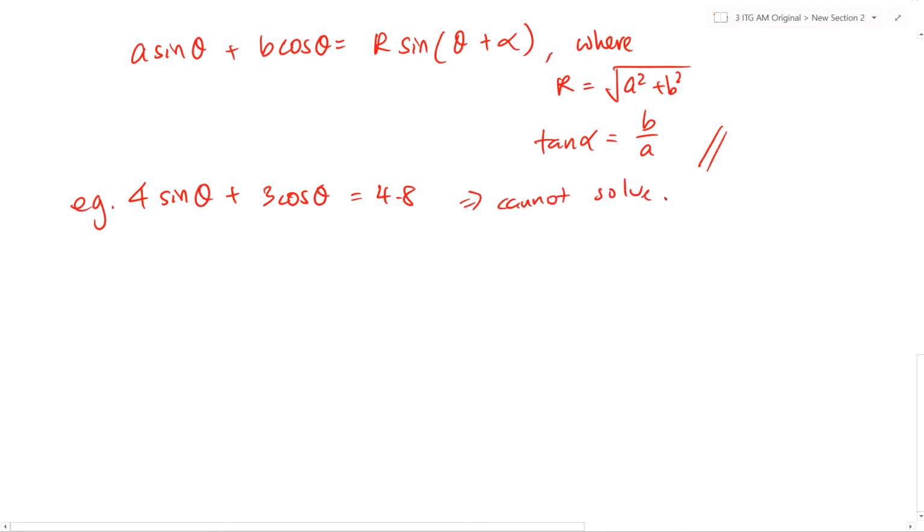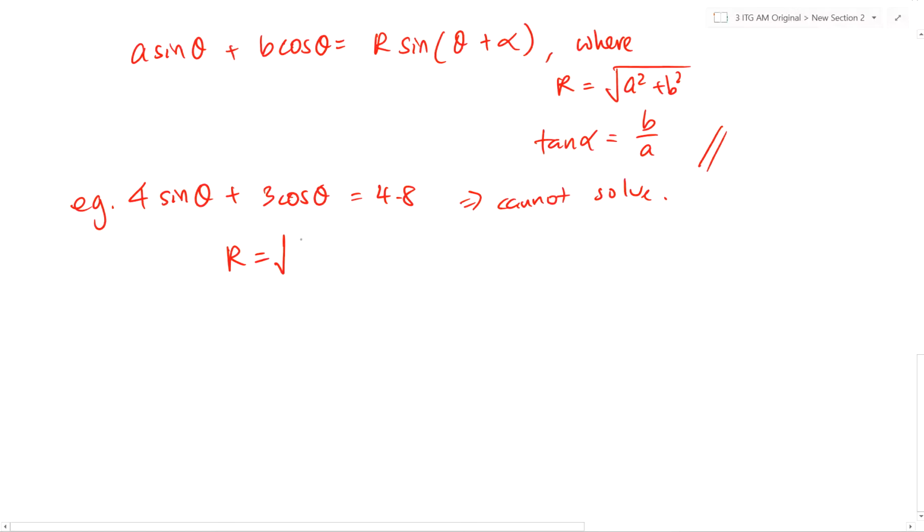However, with the R formula, I see that it is of the form A sine theta plus B cosine theta. I can rewrite it. What is the value of R in this case? Okay, this one everybody can do already. Even if you're lost at the first part, you don't understand how it was derived, you can write down the value of R. What is it?